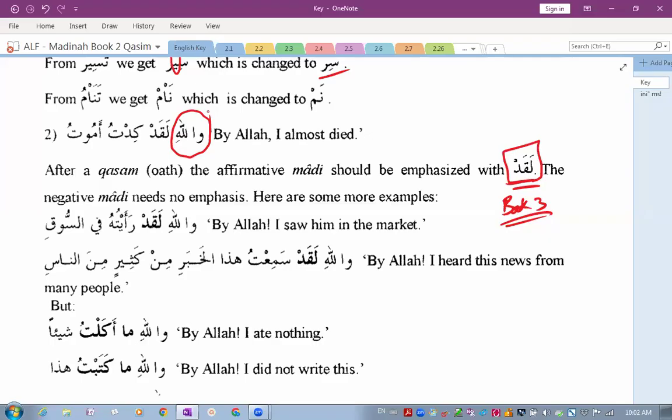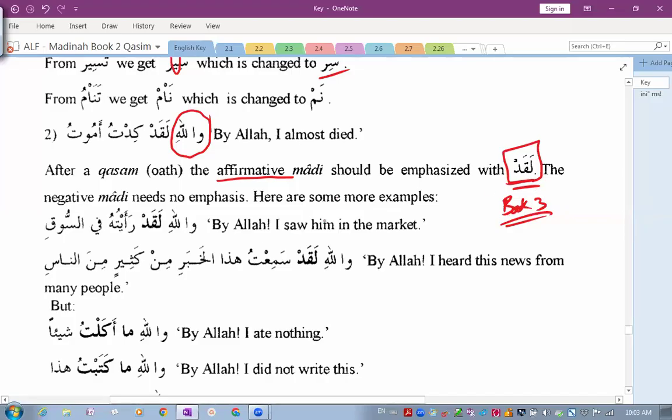So here it says affirmative madi. It is normal madi, right? What is affirmative? A positive sentence is affirmative. If I say I have a son, that is an affirmative sentence. If I say I don't have a daughter, that is a negative sentence. So, positive sentence versus negative sentence. So affirmative madi should be emphasized with laqad.